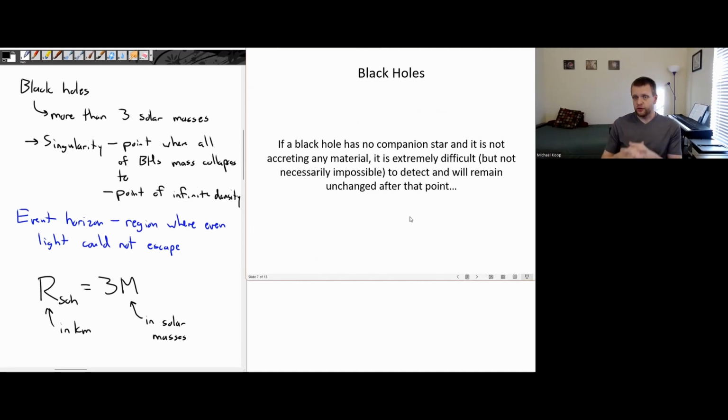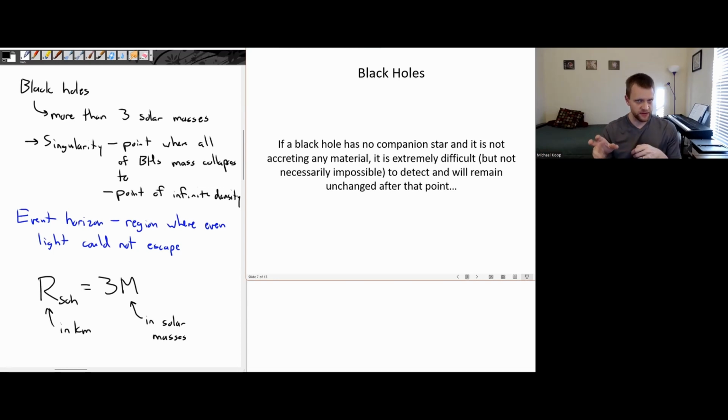Well, just like the other objects, if a black hole has no companion star and is not accreting any material, it's basically just going to sit there and remain unchanged. And in fact, if it's not in a binary system, it's really, really hard to detect. If it's not accreting any material, it's not giving off any light on its own, so it's very, very difficult to detect.